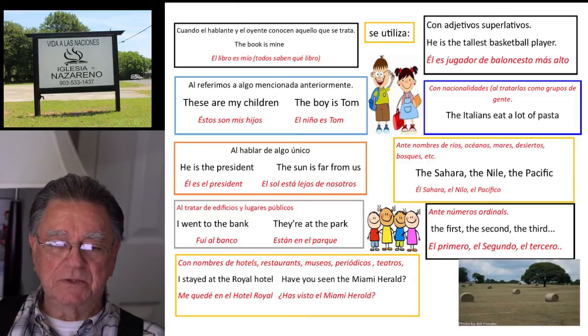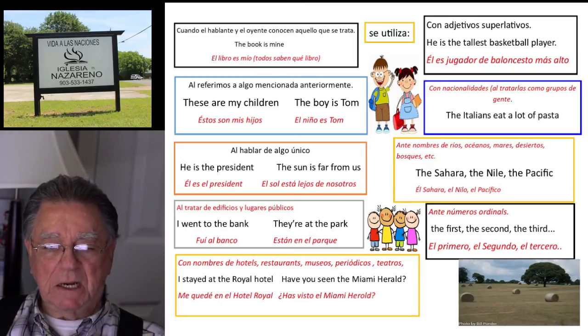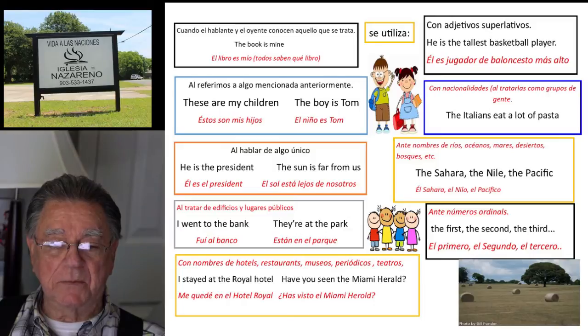Alright, let's go on to the next box. Al referirnos a algo mencionado anteriormente. Okay, if it's something that you've mentioned previously or before. These are my children.